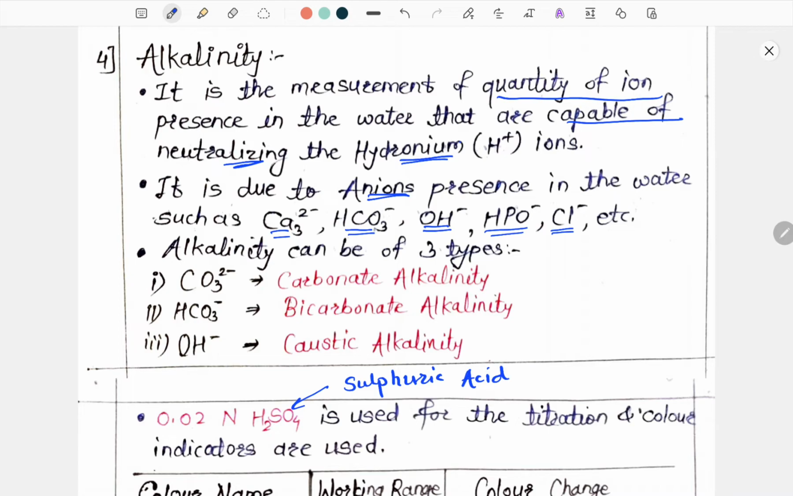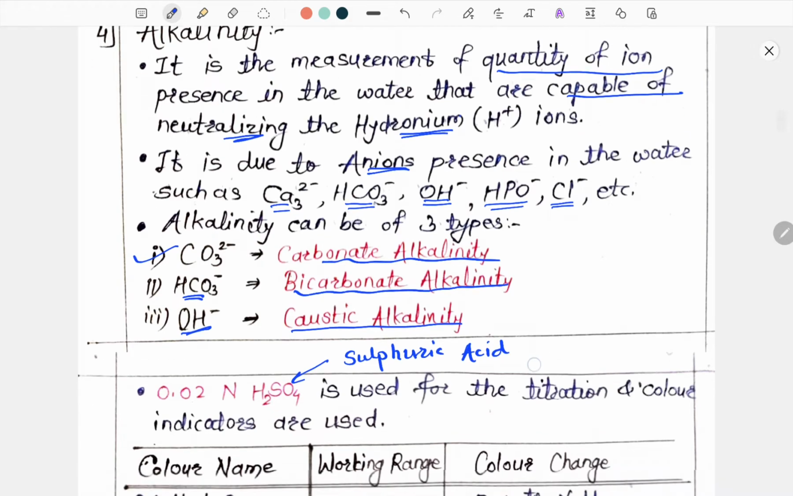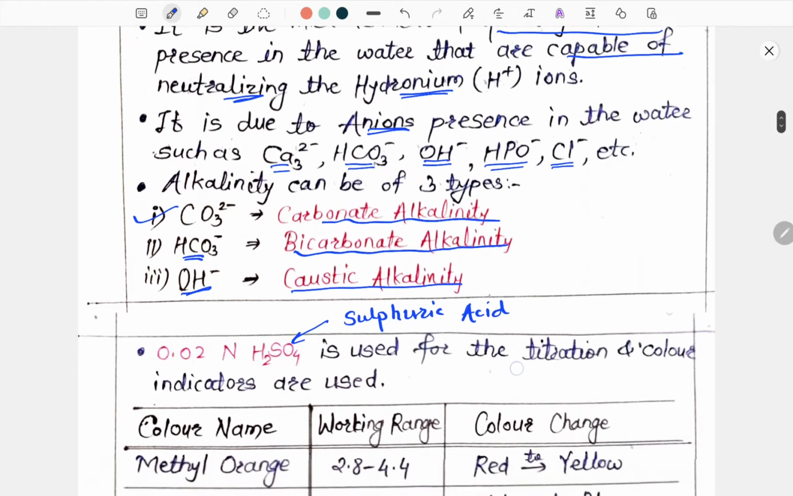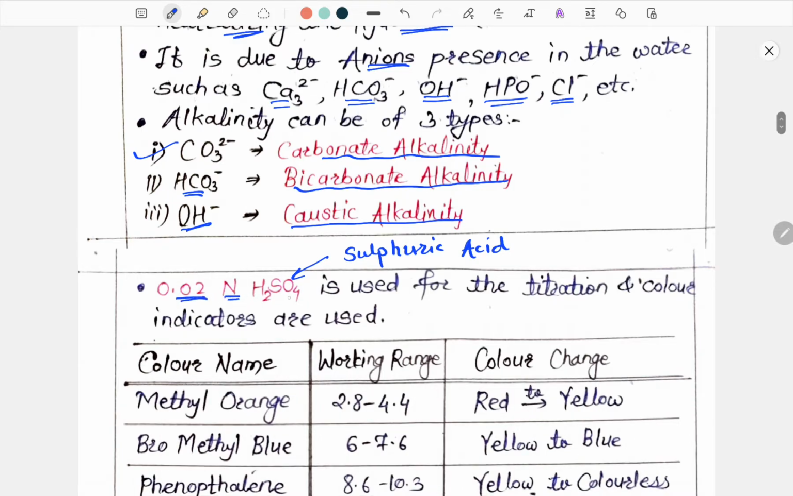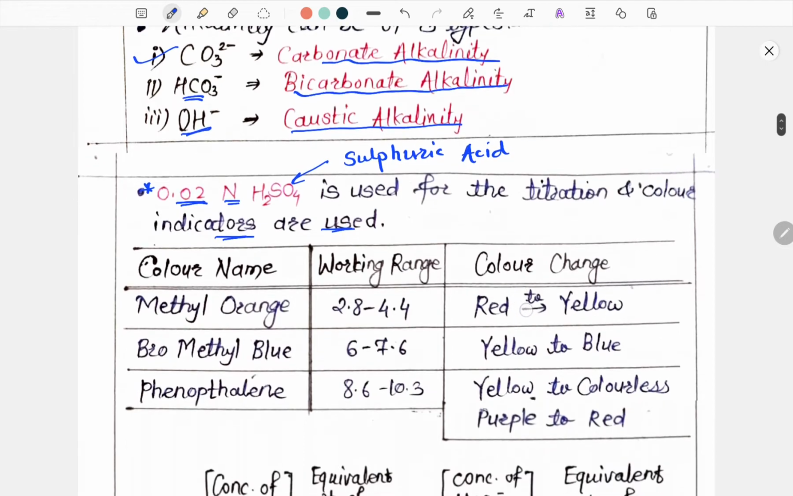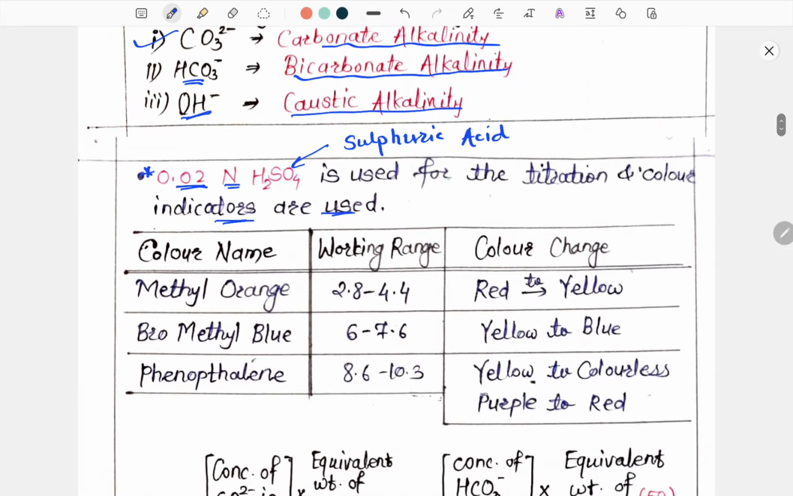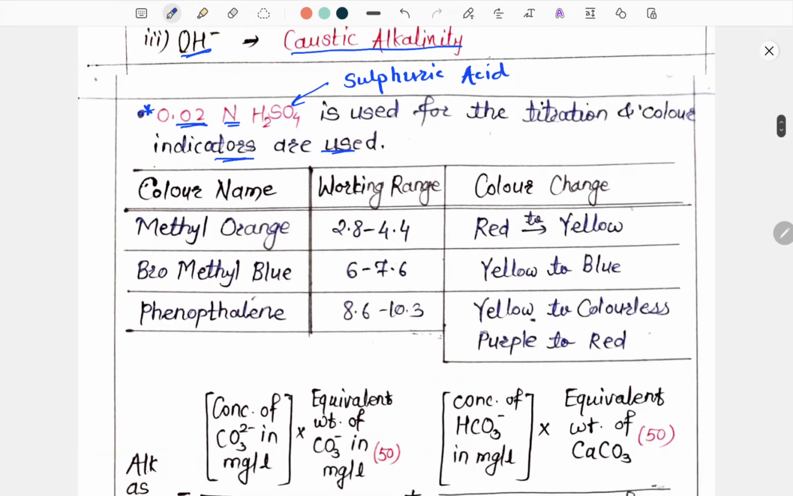So alkalinity can be of three types. CO3 2 minus is known as carbonate alkalinity, HCO3 minus is known as bicarbonate alkalinity, and OH minus is called caustic alkalinity. In the case of alkalinity, 0.02 normal H2SO4, that is sulfuric acid, is used for the titration and color indicators are used. This is a very important statement.